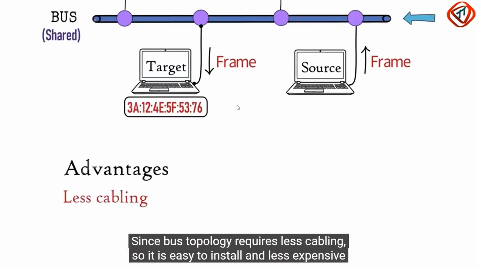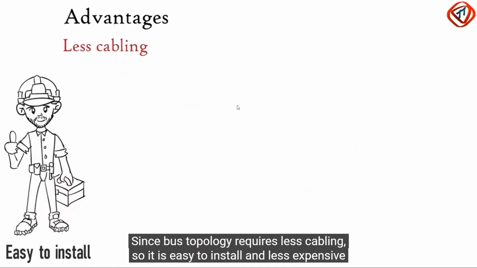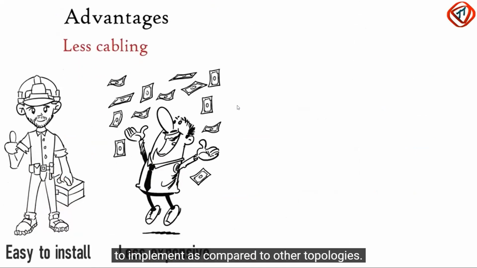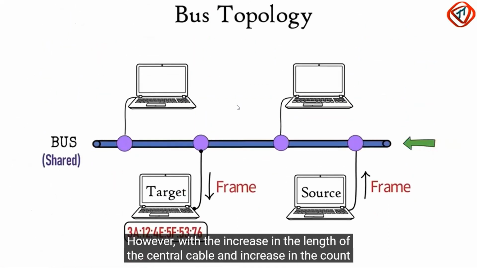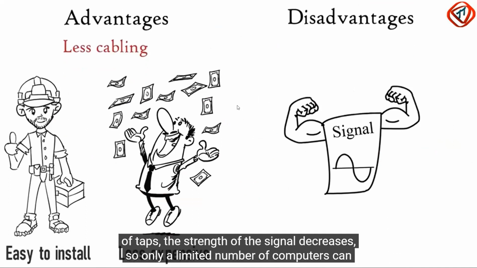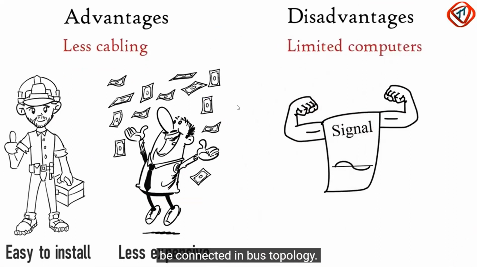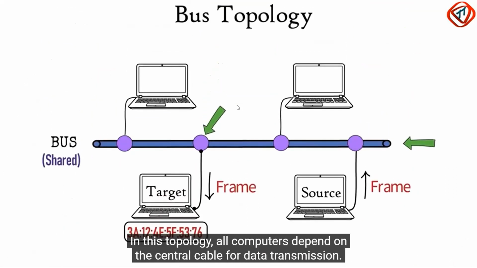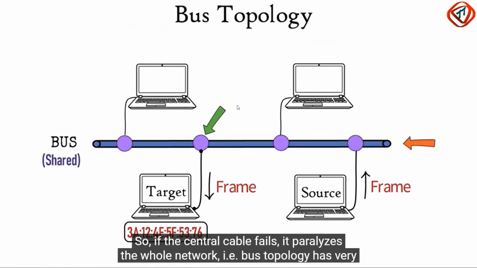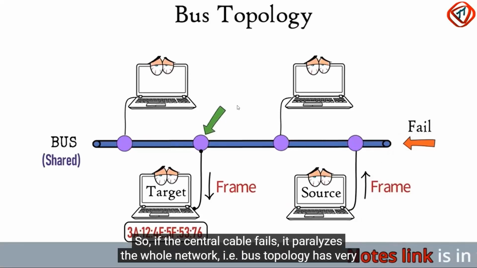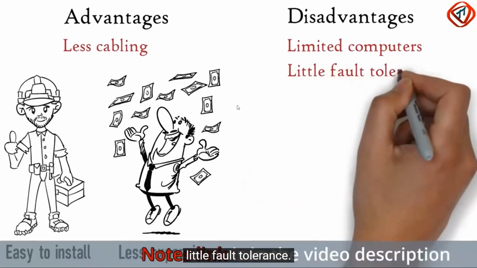Since bus topology requires less cabling, it is easy to install and less expensive to implement as compared to other topologies. However, with the increase in the length of central cable and the increase in the count of taps, the strength of signal decreases. So, only a limited number of computers can be connected in bus topology. In this topology, all computers depend on the central cable for data frame transmission. So, if the central cable fails, it paralyzes the whole network. That is, bus topology has very little fault tolerance.